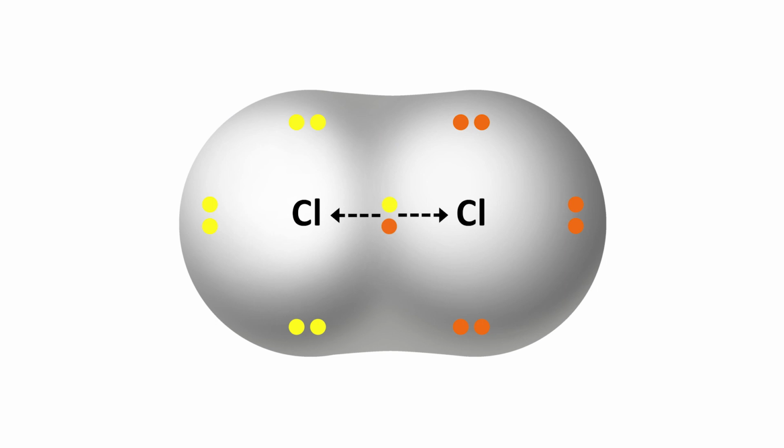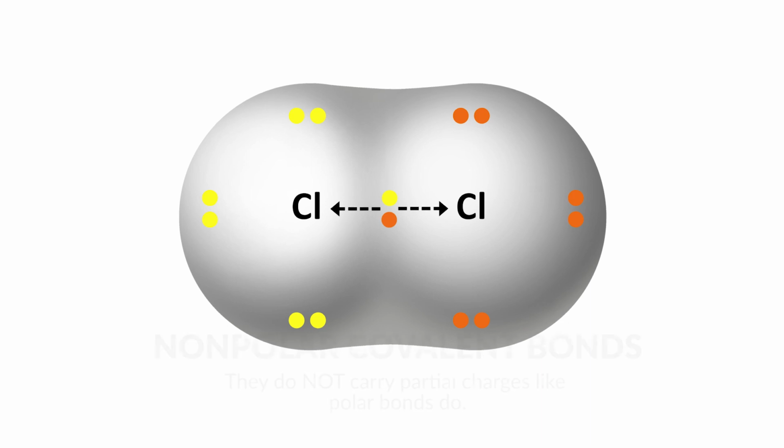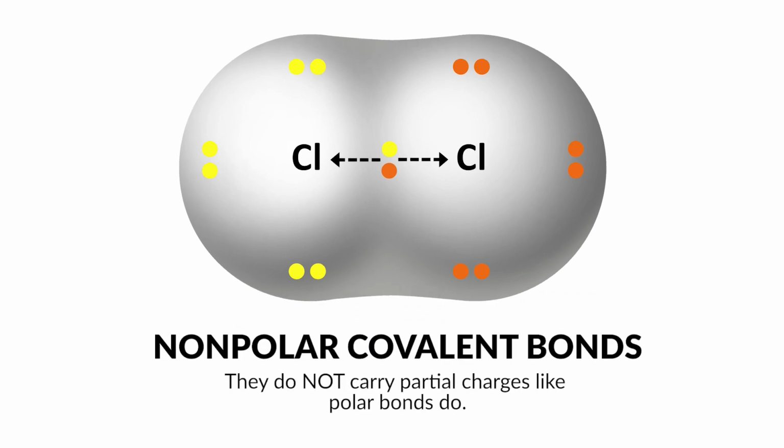There is also a term used for covalent bonds with equal sharing of electrons. We call them nonpolar covalent bonds, or simply nonpolar bonds. Nonpolar bonds do not have opposite poles.